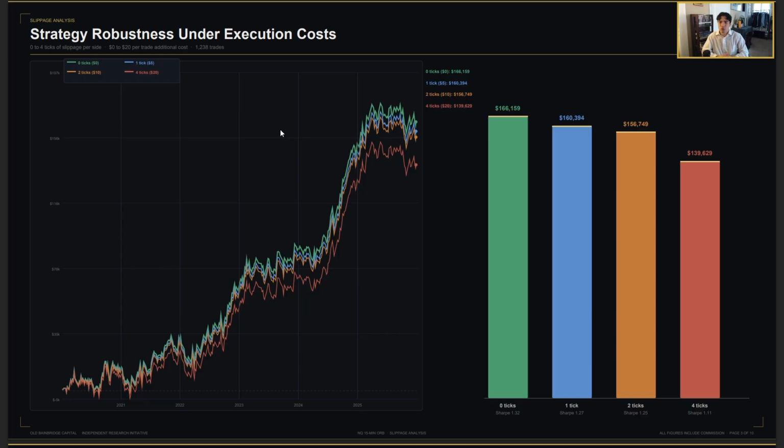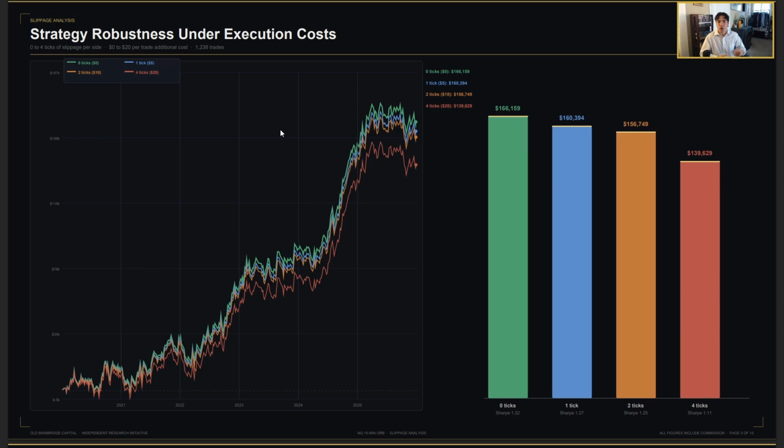So on 0 ticks, as you know, we had 166,000 in profit, and as you can see on 1 tick, we had 160,000, 2 ticks, we had 156,000, and 4 ticks, 139,000. The equity curve does not suffer whatsoever. It just reasonably so drops down in profit as we increase the slippage.